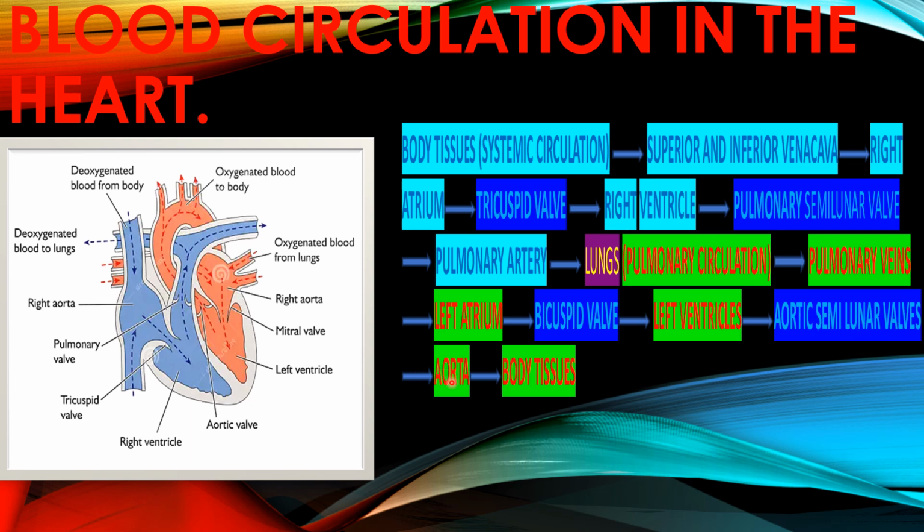Then from the aorta now it will be transported to the rest parts of the body, where in the body tissues the oxygen will be used for respiration, and the process again continues. So it's a cyclic circulation of blood.